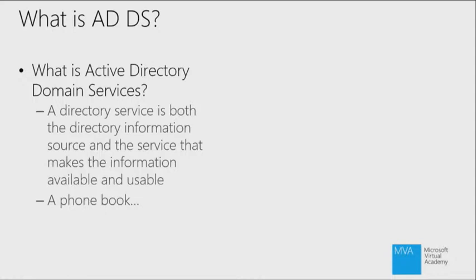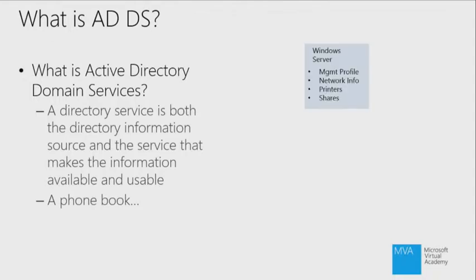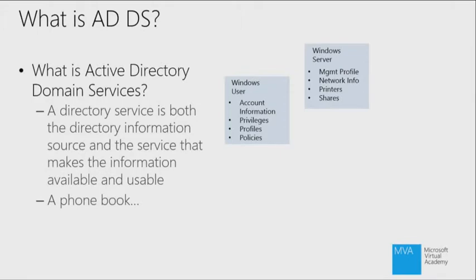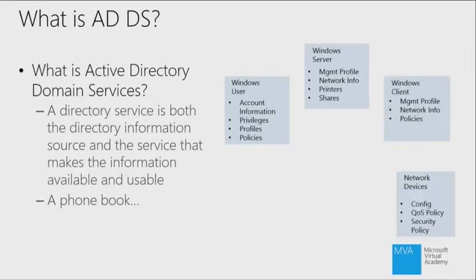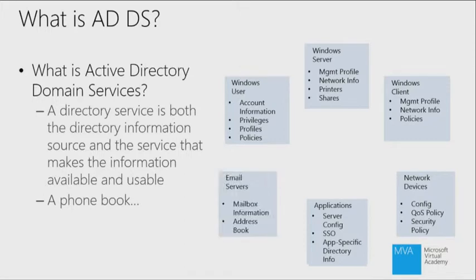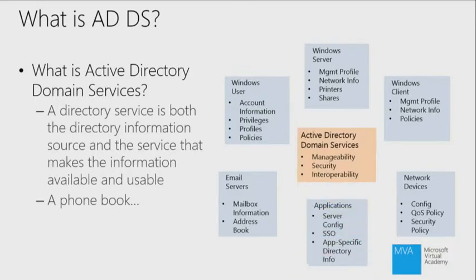What is the first one? Active Directory Domain Services. This is potentially the biggest, I don't know if I'd call it most important, but most prolific role in the Active Directory suite. A directory service is both the directory information source and the service that makes the information available and usable. In this case, information about servers, users, clients, network devices, applications, and email servers, because there's a very close tie between Active Directory and Exchange in the Microsoft portfolio. This information is both about and provided to each of these categories by Active Directory Domain Services.